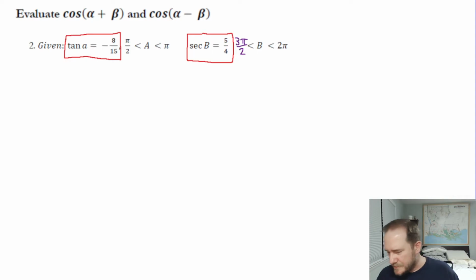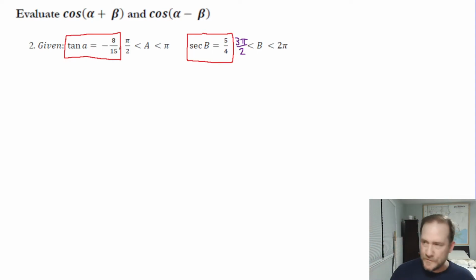I'll do this one a little more quickly and probably a lot more informally, and hopefully that'll be okay with everybody. So for A, again, another typo. This should be capital A.